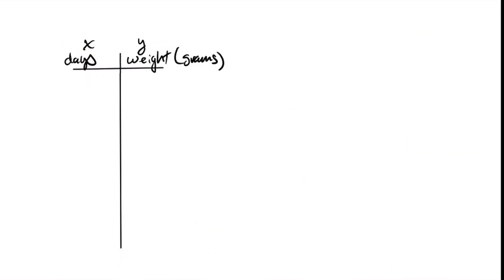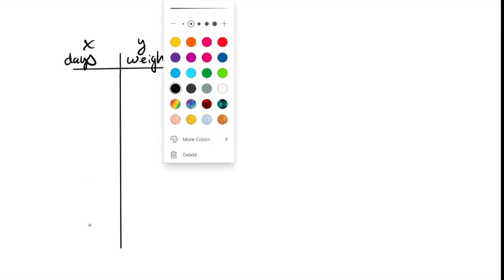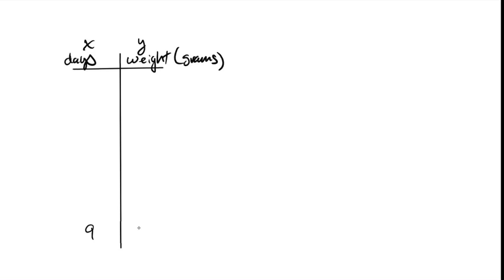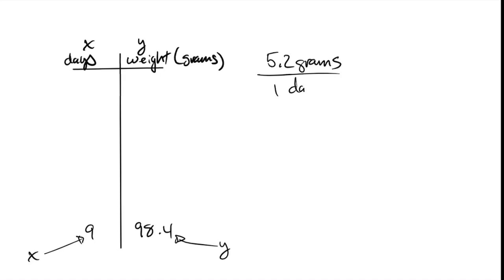The one thing I could do is shift over and take a look at what I know in terms of a table of values. I know way down here at day number 9, the chick has a weight of 98.4 grams. You can see for this X value, we have this Y value. And we're also told that the chick is growing at a rate of 5.2 grams per day. Well, it turns out that that 5.2 is my slope. So I know the rate of growth, m, is 5.2.